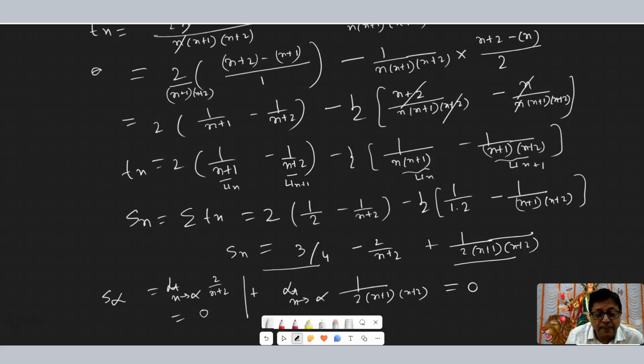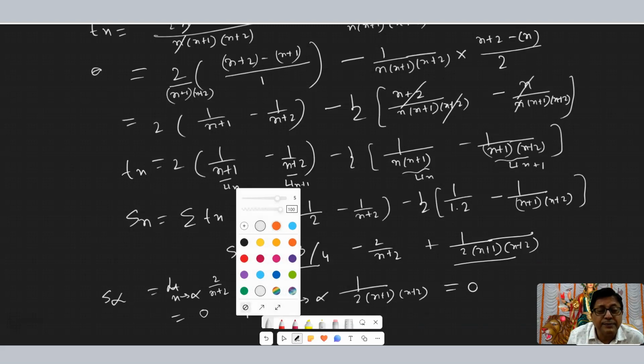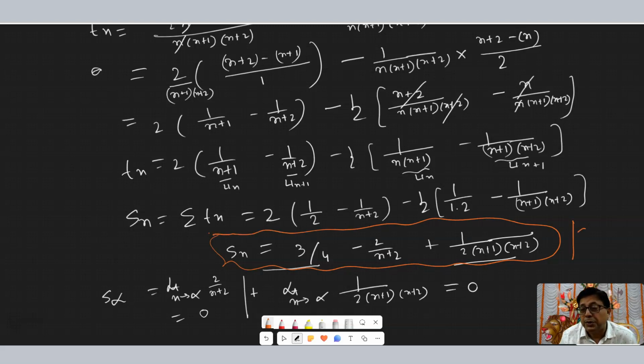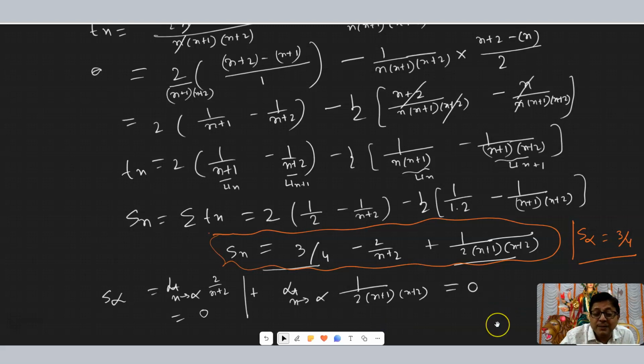So the sum up to n terms will be reduced to 3 by 4 only if we have taken the whole series. Whole series means the infinite series, the sum will be reduced to 3 by 4. Keep this concept in mind. Sometimes the question is asked for the infinite series, not the partial sum. All these sums up to n terms were partial sums, but this is the sum of the whole series.